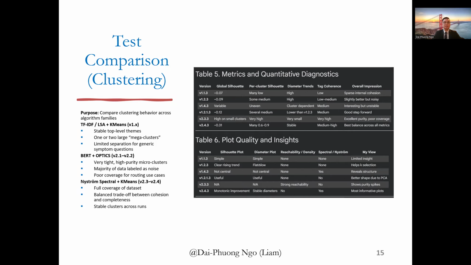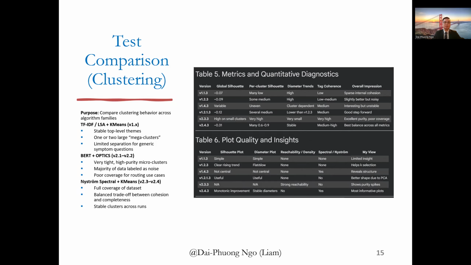When I move to OPTICS in the BERT plus text space, the behavior changes dramatically. Test outputs reveal extremely tight, clinically specific clusters, but only for a small fraction of the data. The majority of points are labeled as noise, which limits usefulness for routing and reporting.